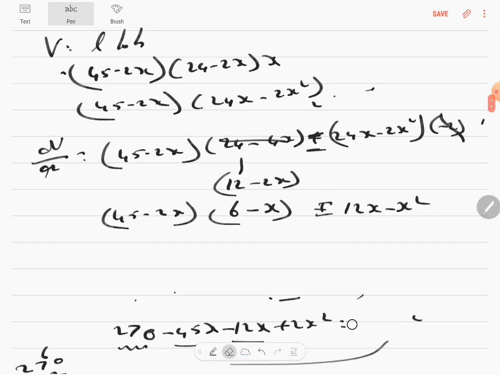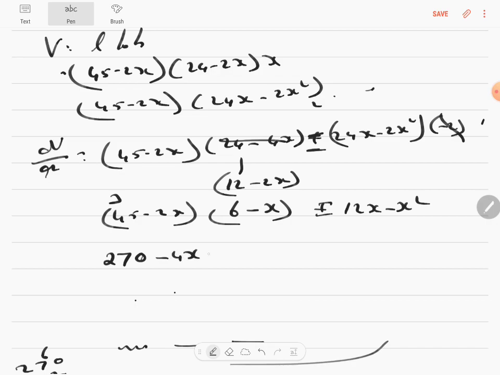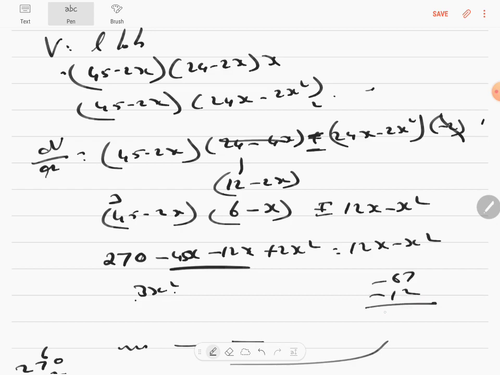So bringing it to the other side, what is this I'm doing? It's 6 5s are 30, 6 4s are 24, 270. Is that what I got before also? Yes, ma'am. Minus 45x minus 12x plus 2x square is equal to 12x minus x square. So 3x square. Here I wrote something else there, right? 45x minus 67x minus 12x will be 79x.